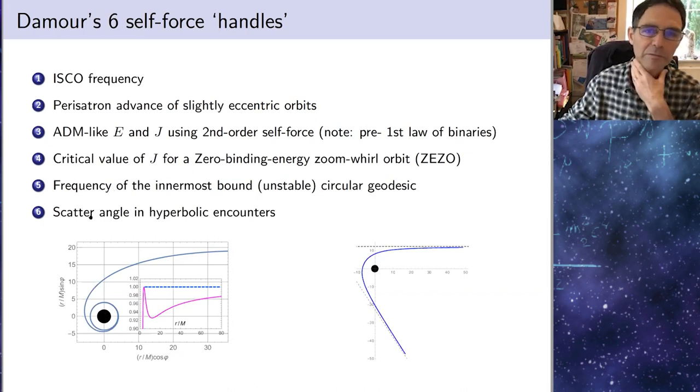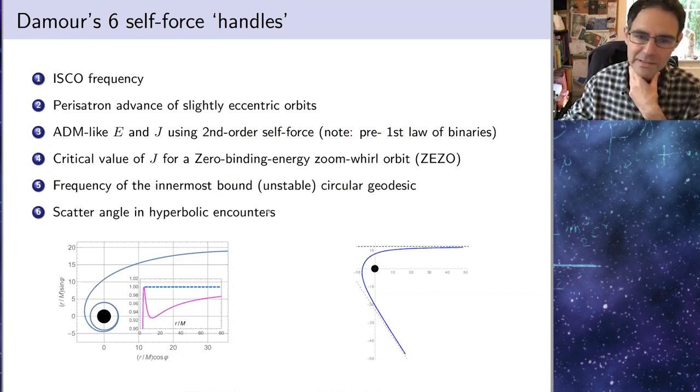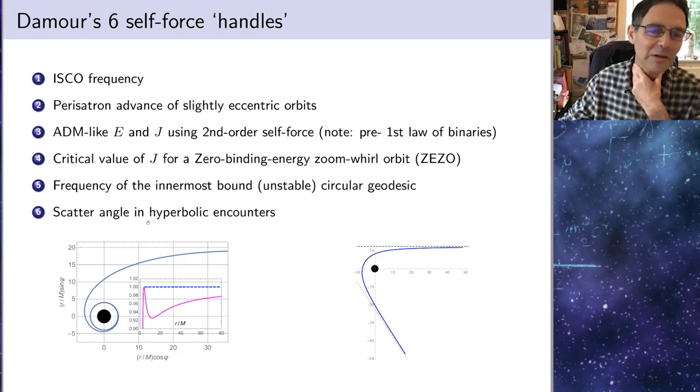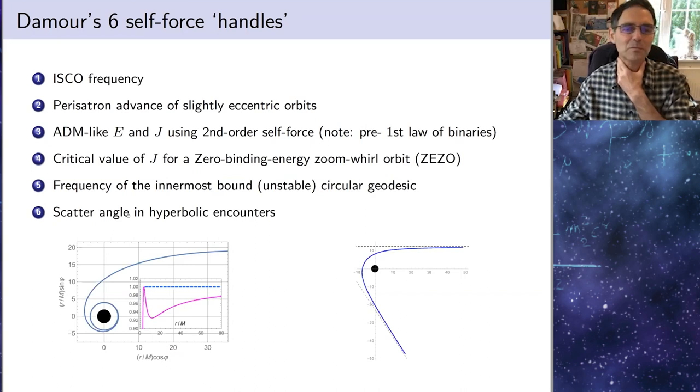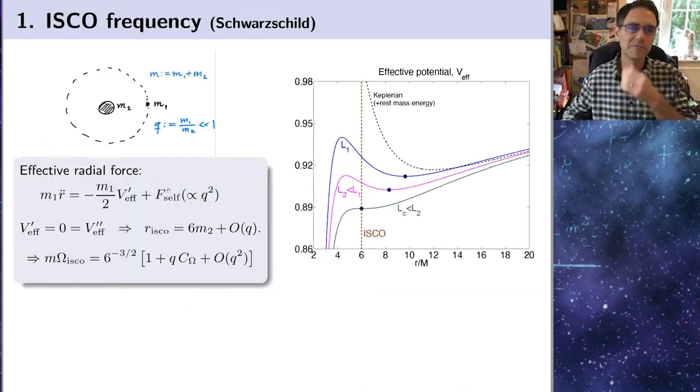And finally, much to my surprise, I found that scatter angle calculations in hyperbolic encounters were already there in the paper, at least philosophically. It was mentioned there. You can see the budding of the ideas. They're already in that paper. So those of us who get excited about these calculations may be surprised to hear that it was already there. Okay, so ISCO shifts.